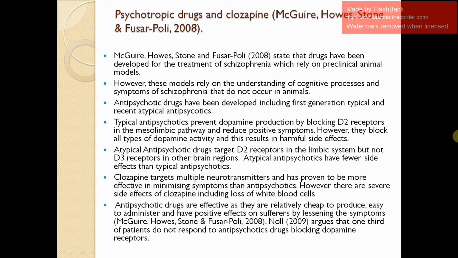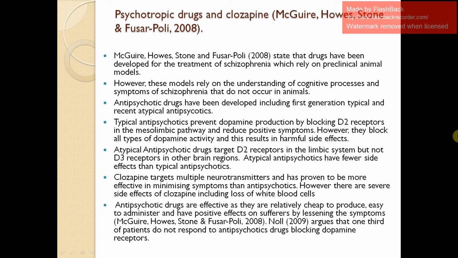Psychotropic drugs and clozapine. McGuire, House, Stone and Fusar-Poli 2008 state that drugs have been developed for the treatment of schizophrenia which rely on preclinical animal models. However, these models rely on the understanding of cognitive processes and symptoms of schizophrenia that do not occur in animals. Antipsychotic drugs have been developed, including first-generation typical and recent atypical antipsychotics.